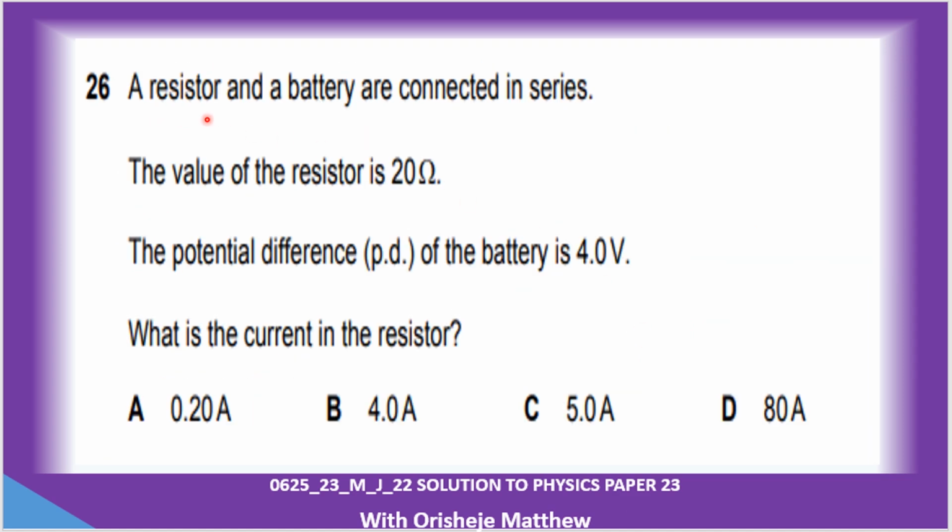A resistor and a battery are connected in series. The value of the resistor is 220 ohm. The potential difference of the battery is 4 volts. What is the current? It's simple, Ohm's law. Current is equal to PD divided by resistance. So V over R. So 4 divided by 20. That will give me 0.2 ampere.